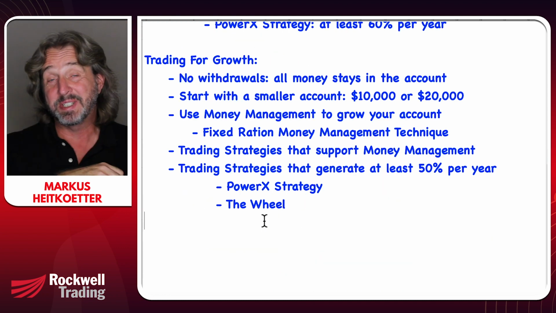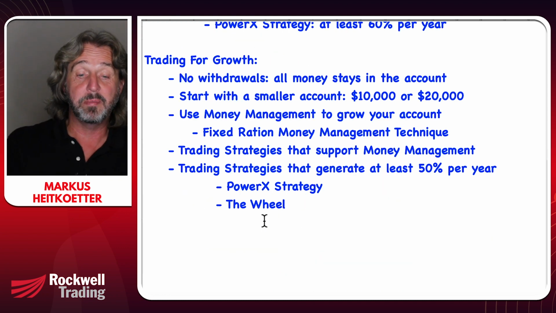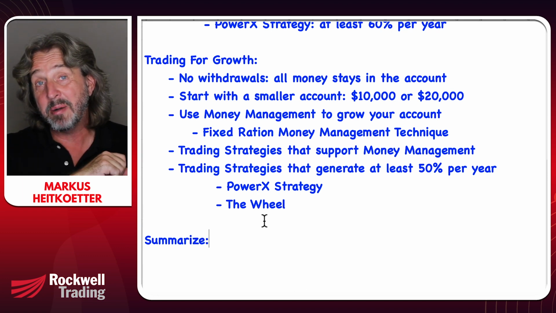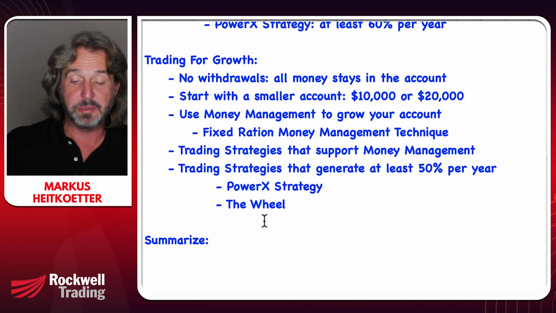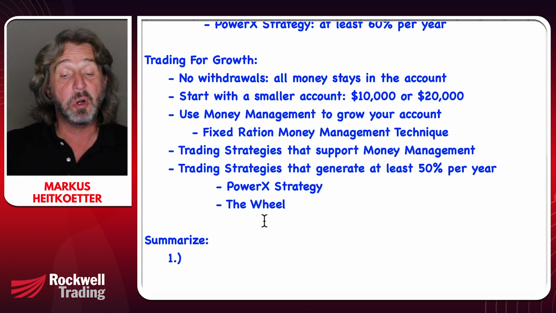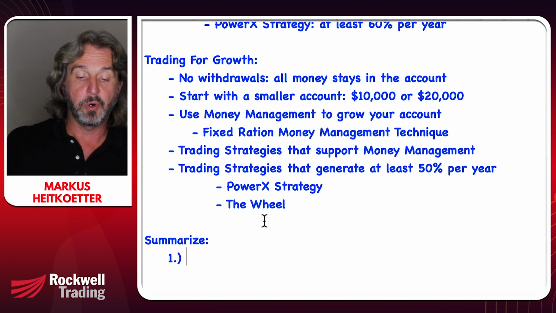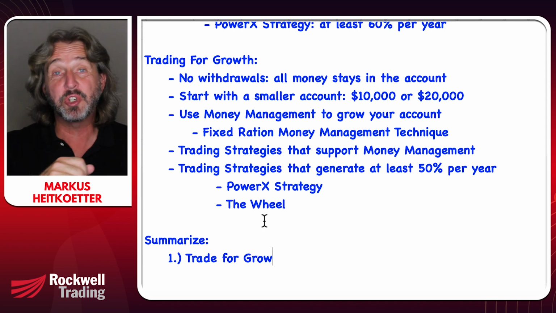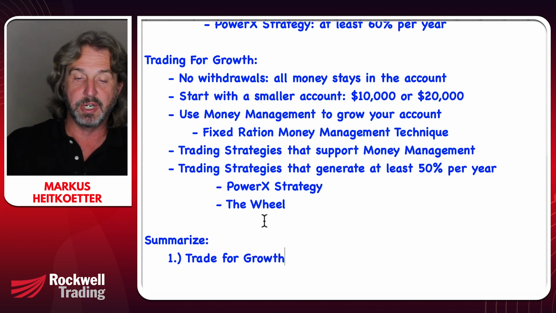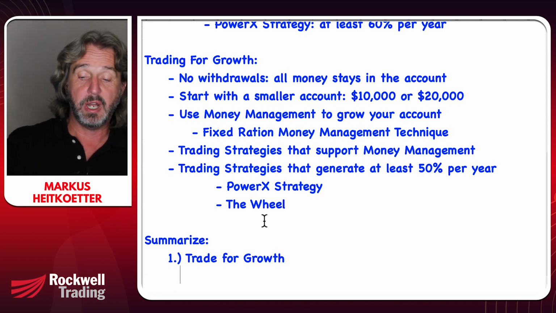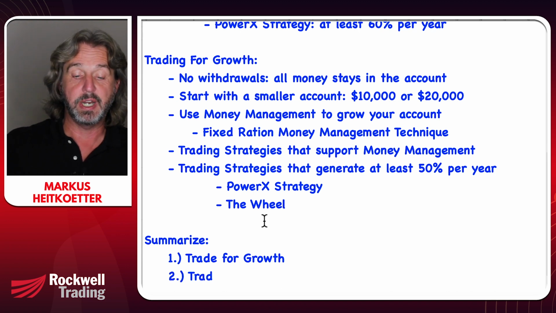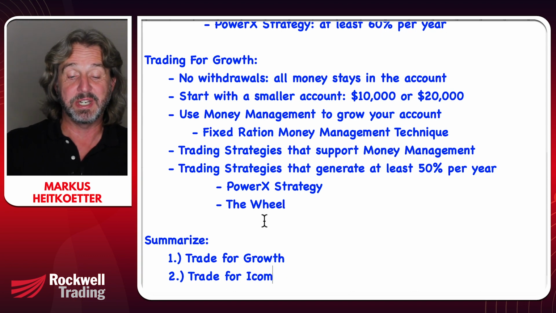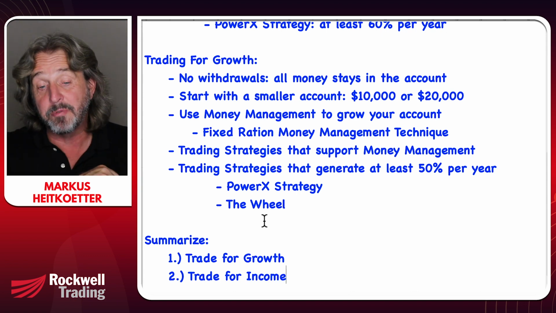So let's just summarize here what it means to trade for income and trade for growth. In the life of a trader, there are two steps. First, typically most traders trade for growth. You first want to make sure that you take your account to a certain level, and once your account is at a certain level, this is when you start trading for income. At this moment, it makes sense that you can start taking money out of your account.